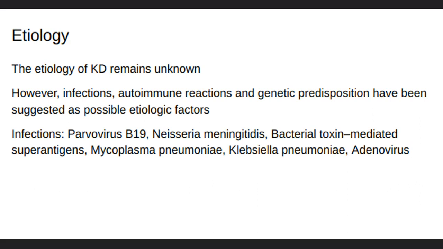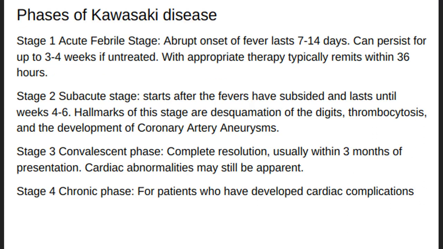Moreover, genetic predisposition appears to play a significant role in Kawasaki disease. Studies have shown that siblings of affected children have a substantially higher probability of developing KD, approximately 10 to 20 times higher than the general population. Phases of Kawasaki disease. It is divided into 3 stages: acute, subacute, and convalescent. Some authors add a fourth, chronic phase.